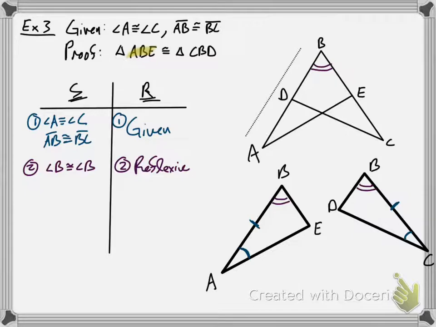Now we move into phase 3, find our shortcut. And our shortcut here, we have two angles and the included side. So we do have enough information to prove that triangle ABE is congruent to CBD by the shortcut angle side angle.